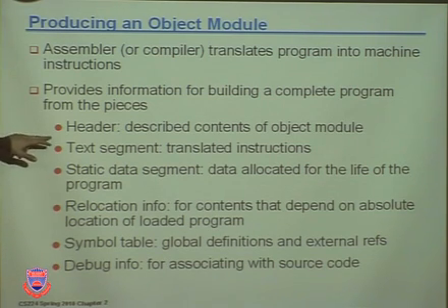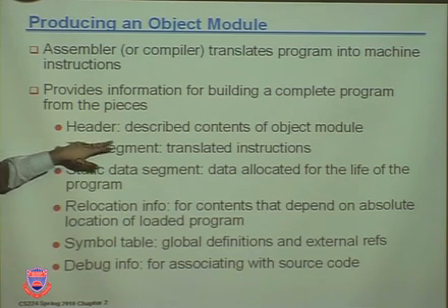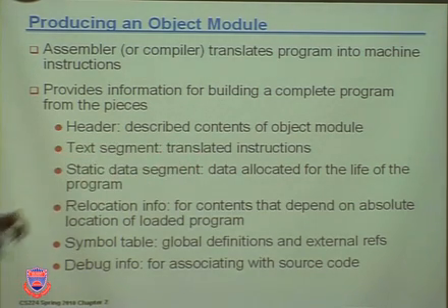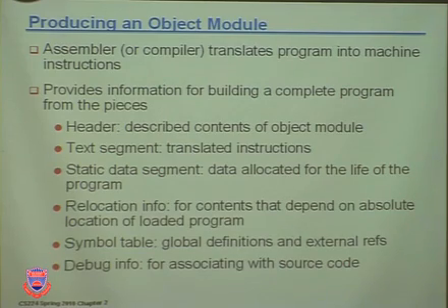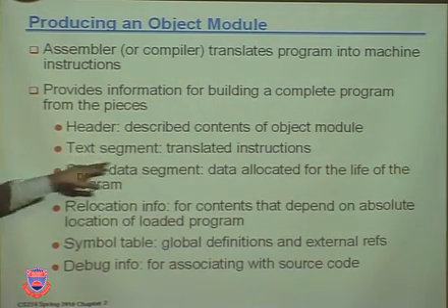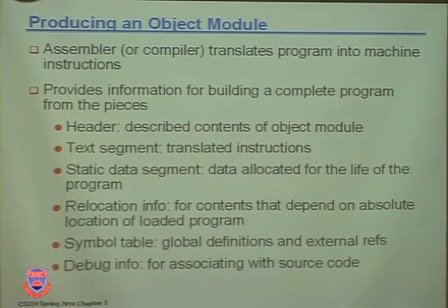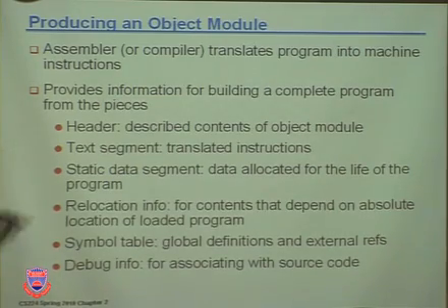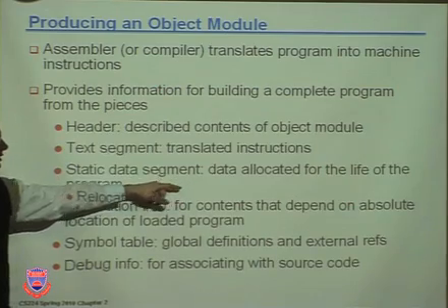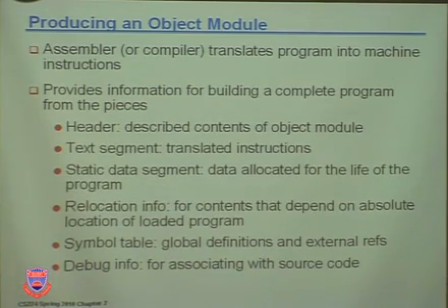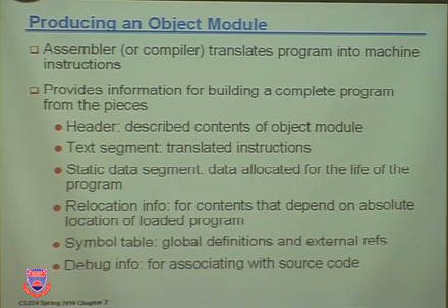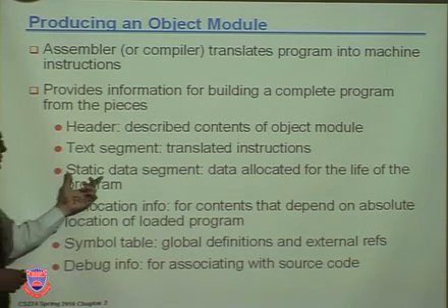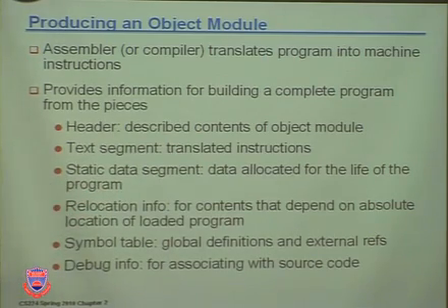So if you want to produce an object module, as we talked about two slides previously, you have to follow these steps. The first one is the header, which describes the content of the object module. Then the text segment, the instructions that are going to be executed by the machine, and then the static data segment, which is the data allocated for the life of the program. For example, in Java or C, you can define some of the variables as static. Those are kept throughout the life of the application, so you will store that kind of data in the static data portion.